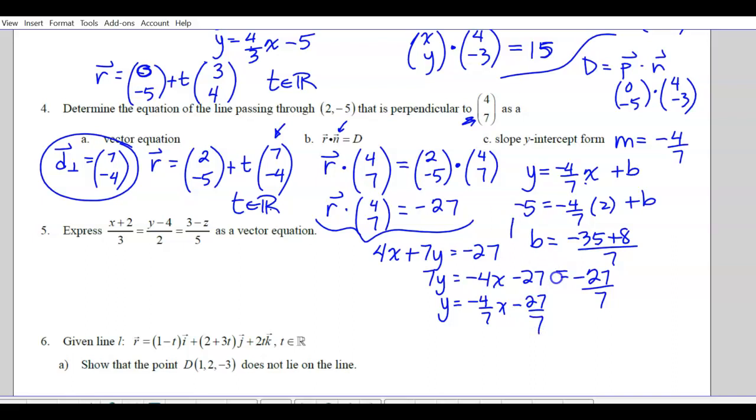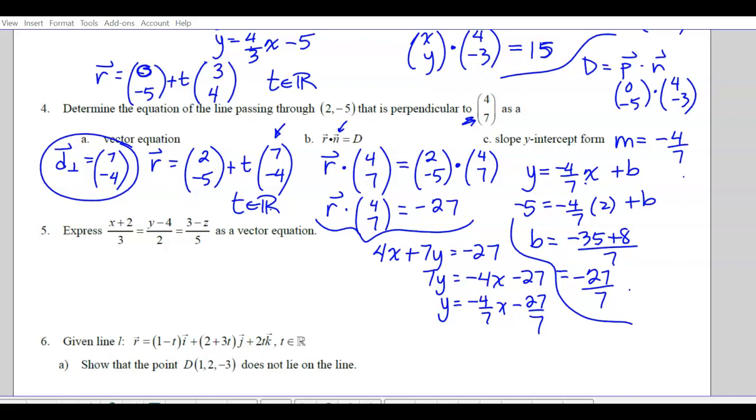I didn't show the final in this one, but there's your slope and there's your y-intercept, exactly what you got. So you might find it easier, if you have to find the normal vector form, to just solve for y.